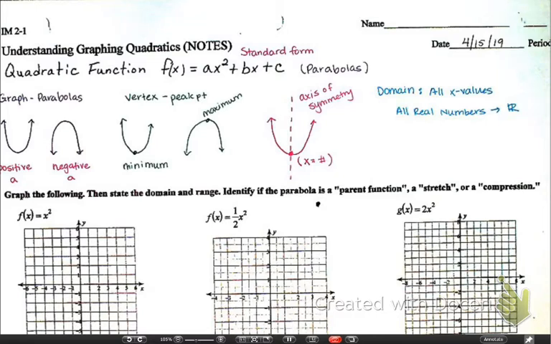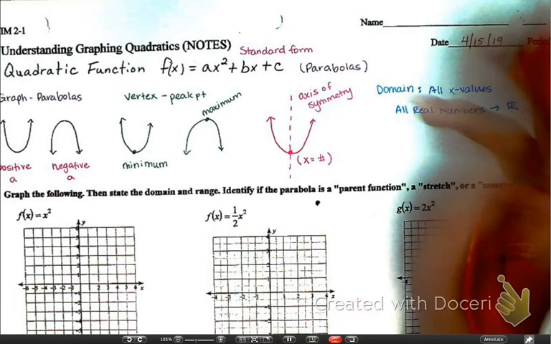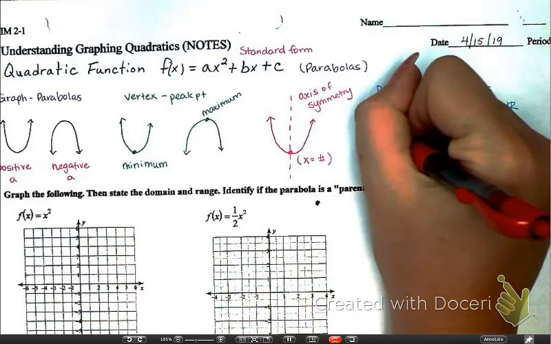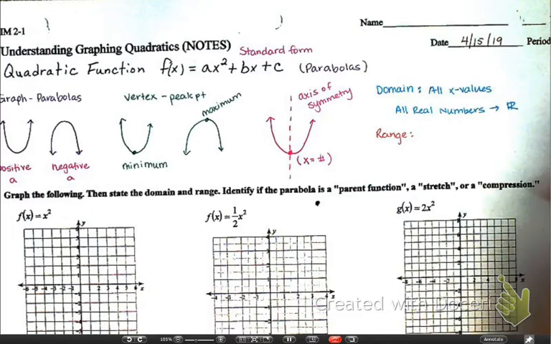What hints that it's all the x values? We're going to come back to this question, so keep that question in your brain. What do you think the range is? So if the domain is all the x values, what do you think the range is? All the y values.